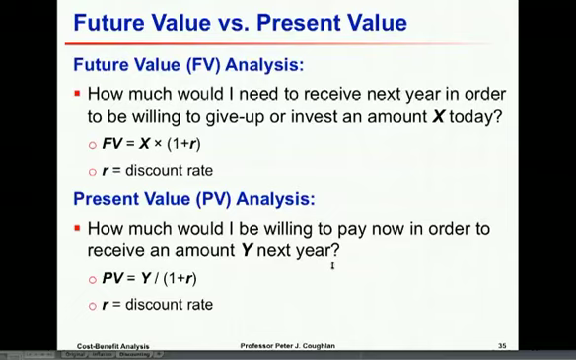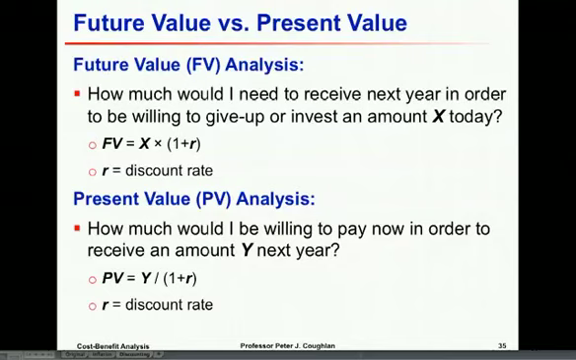Present value says, well, how much would I be willing to pay now in order to receive an amount Y next year? Again, I'm using Y so we don't confuse X's and Y's here. Suppose I was going to receive $200 next year. How much would I be willing to pay now to get $200 next year? Well, I'm not willing to pay $200 now to get $200 next year. We already know that $200 next year is worth less than $200 now. But I'm willing to pay something. I would pay $100 now to get $200 next year.